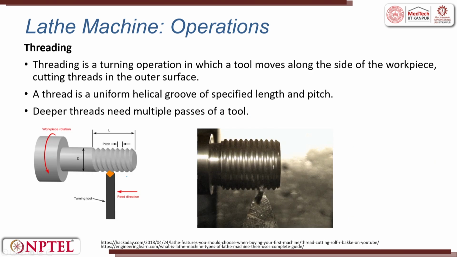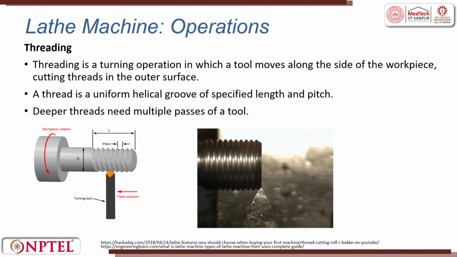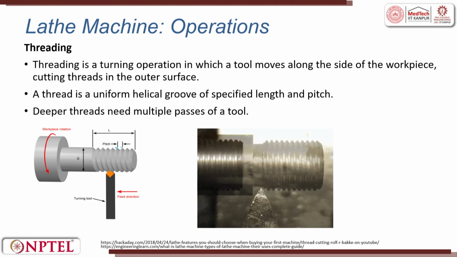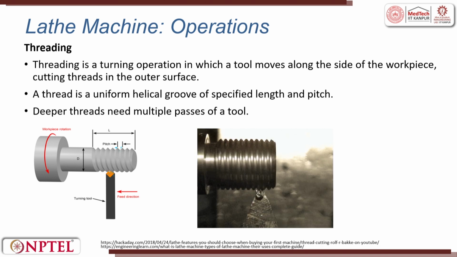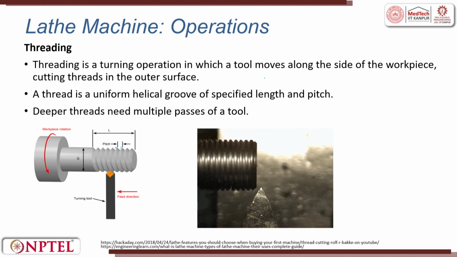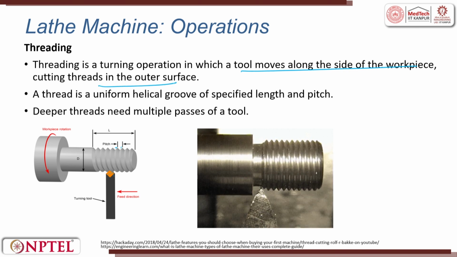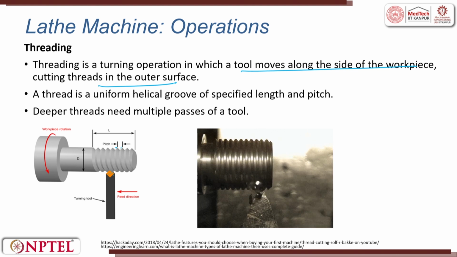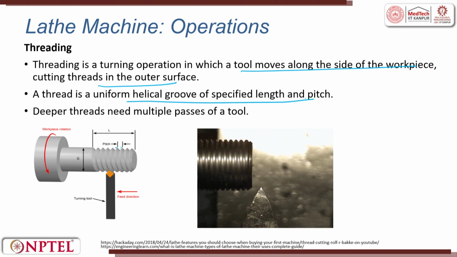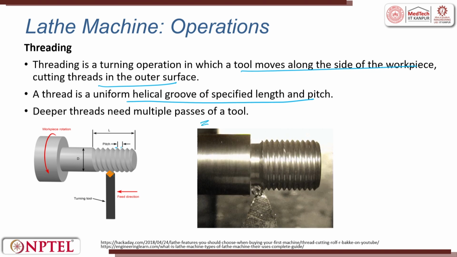This is the threading operation. Threading, you can see here, there is a feed rate, there is a pitch, right? The pitch between the threads is to be controlled by the tool geometry and the feed movement which is given. In the thread cutting operation, the tool moves on the side of the workpiece, creating threads on the outer surface. You can have internal threads, you can have external threads. You can have multi-start threads also if you want. The threads are uniform helical grooves of a specified length and pitch. Deeper threads need multiple passes to generate.